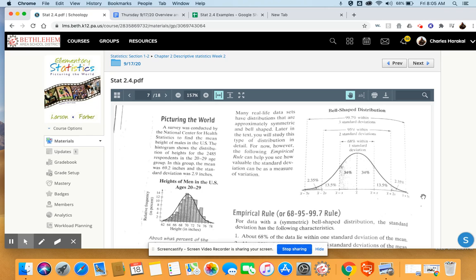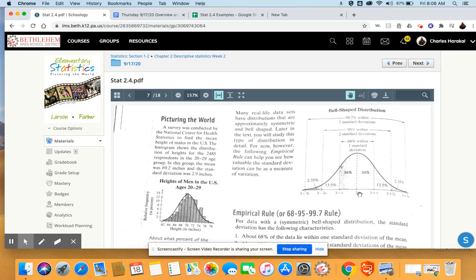It's symmetric. It never crosses the x-axis, and we'll learn an awful lot about this in Chapter 5. And we see this symmetry here. I just said it was symmetric. For every value that's above the mean, there should be a value that's equally below the mean. Directly down the middle of our bell-shaped distribution is our mean.